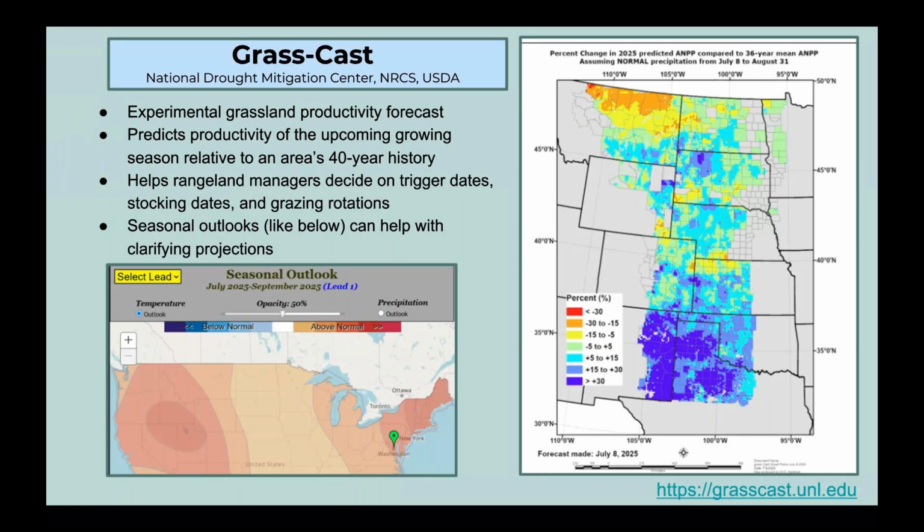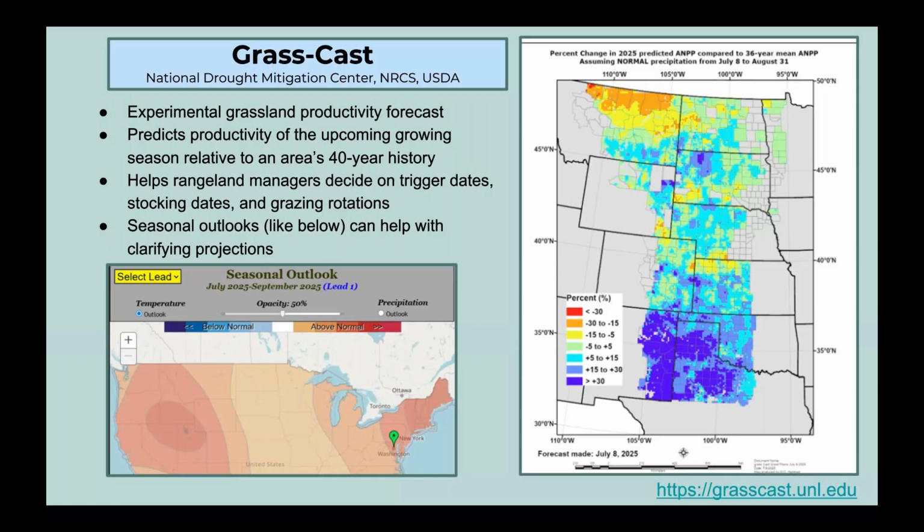How GrassCast works is that it takes fall and winter precipitation and temperatures along with seasonal predictions of precipitation to create these maps that show you whether they expect rangeland productivity to be at average, below average, or above average for that growing season. These maps are released every 2 weeks, and as the growing season progresses, they become more and more accurate as we have more and more data.